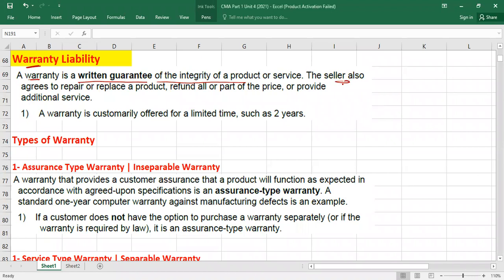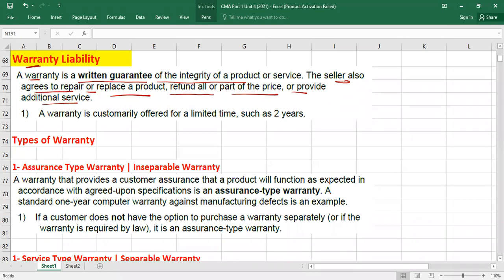Then guys, the seller also agrees to repair. As I told you, if the product has an issue, he will repair your product or replace your product, or maybe he will refund all or part of the price, or provide additional service. So this is what is called warranty.